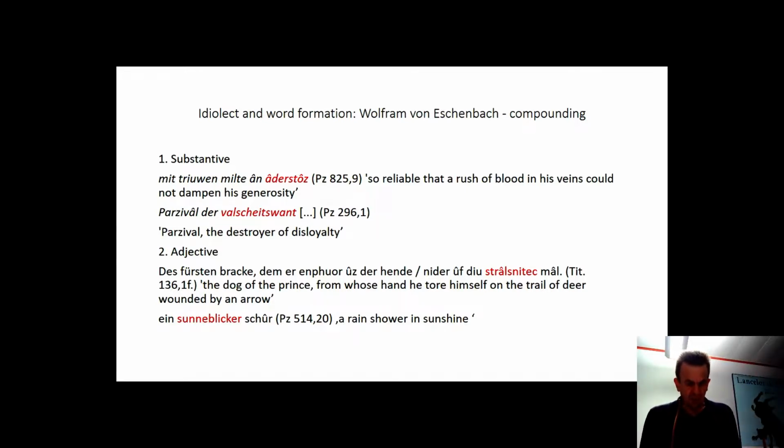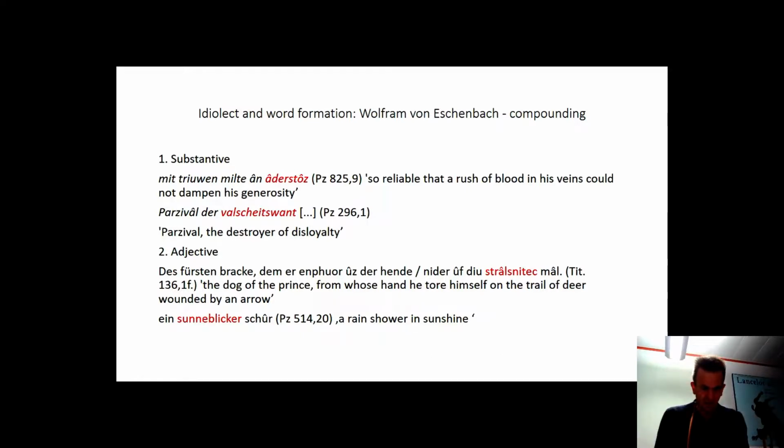Another of Wolfram's compounds, the second example on the slide, Falschheitswand, represents a successful compromise between the traditional tendency of Middle High German towards syntax and its modern replacement by word formation. The root swand means destruction, originally clearing of the forest, and is an implicit derivation of the verb swenden, to destroy, whose valency is nevertheless preserved. The compound is the personification of the destruction of disloyalty.